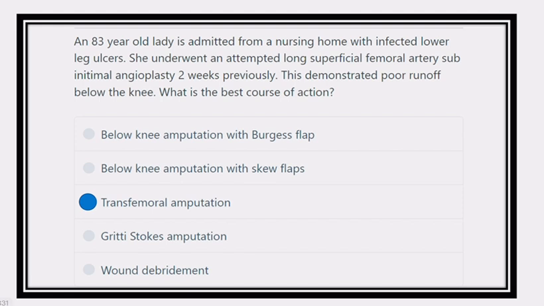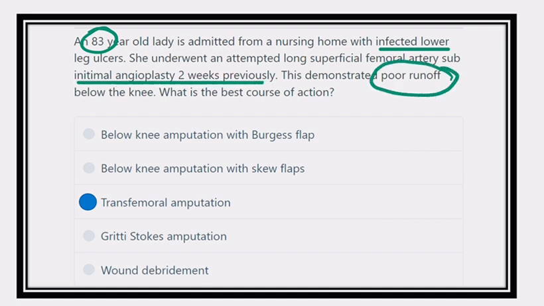So, an 83-year-old lady with an infected lower leg ulcer, and a subintimal angioplasty done 2 weeks previously, but there is poor run-off, meaning there is a very minimal amount of blood supply in the leg area. There is no role of angioplasty, or of using other prostheses such as Dacron or PTFE. So in this condition we should go for transfemoral amputation.